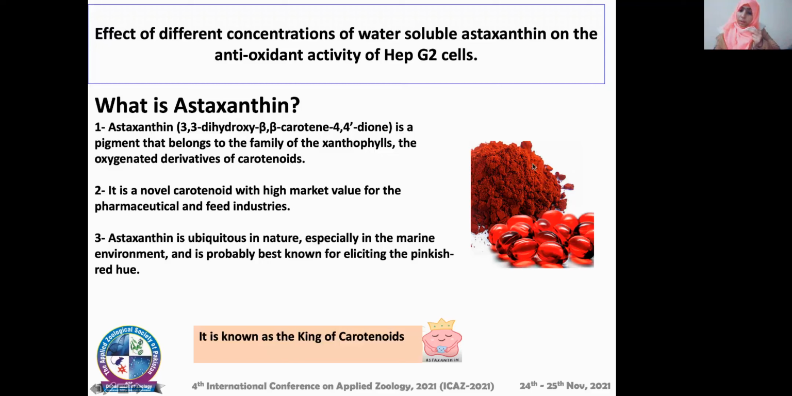As you can see in the picture, this compound has a beautiful red color, and in powder form it gives the appearance of velvet. And the more interesting thing about this compound is that it is known as the king of carotenoids because of its highest antioxidant activity among the carotenoids. And because of this reason, this compound is a part of almost every cosmetic product. So this compound is just love for girls.